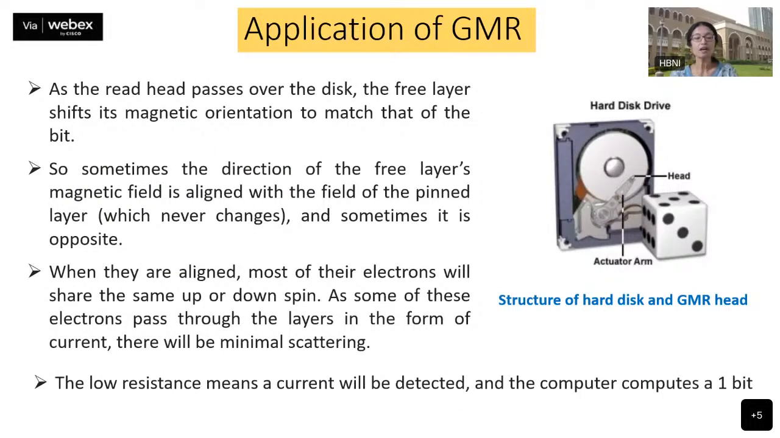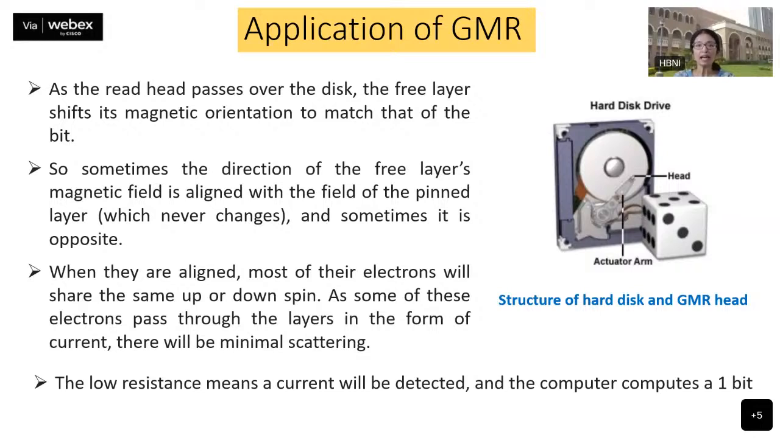So as the read head passes over the disk, the free layer shifts its magnetic orientation to match that of the bit. So sometimes the direction of the free layer's magnetic field is going to be aligned with the field of the pinned layer, which never changes, and sometimes it is going to be opposite.